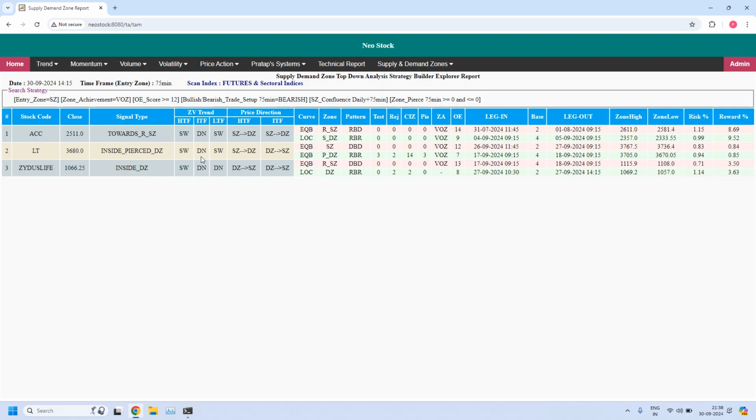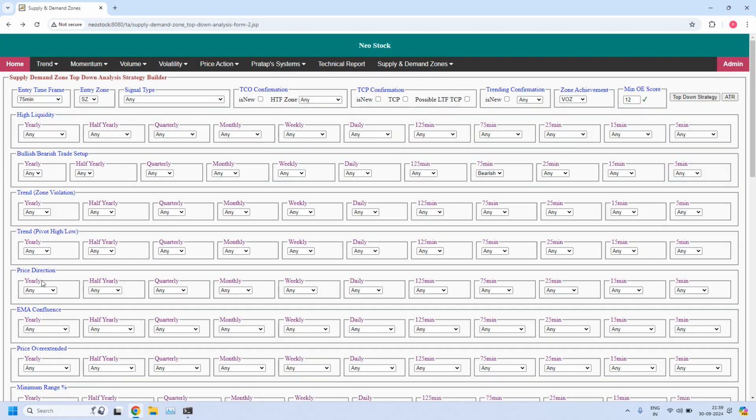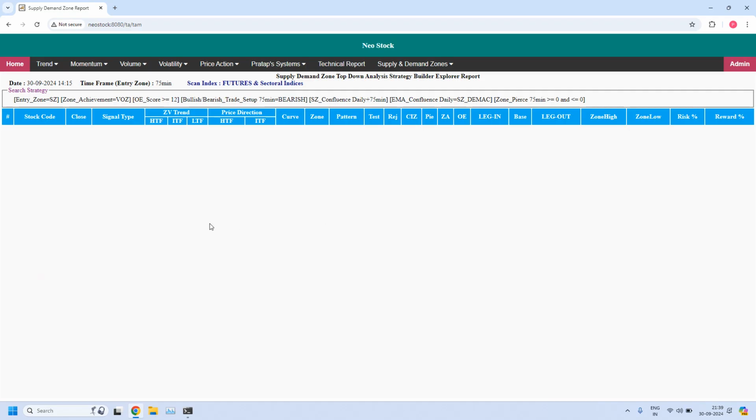But HTF trend is sideways, so we need not look for HTF EMA confluence. But at present, these stocks' 75 minute zones are part of the daily zone, and daily trend is downtrend. If daily EMA confluence, they are even more high probability setup. So in the EMA confluence at a daily time frame, I am selecting daily supply zone with daily EMA confluence filter I enabled. Let's verify. So none of those zones are having EMA confluence.